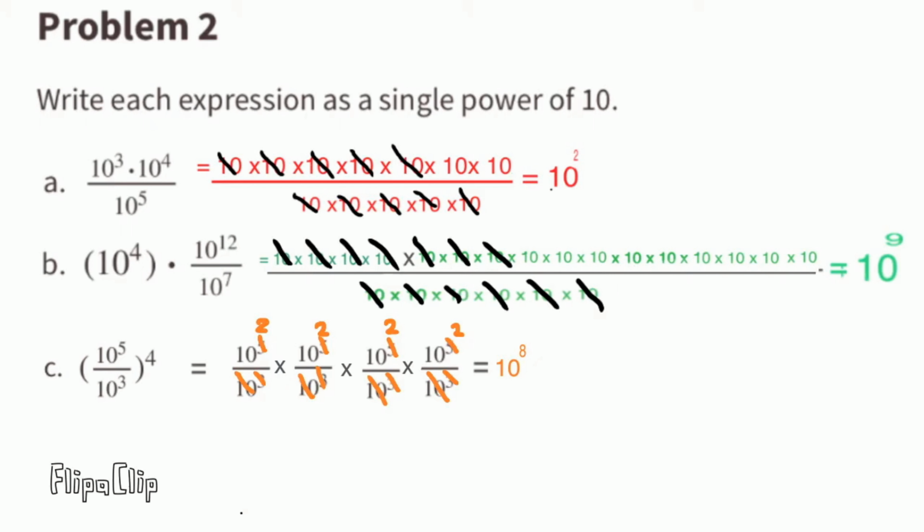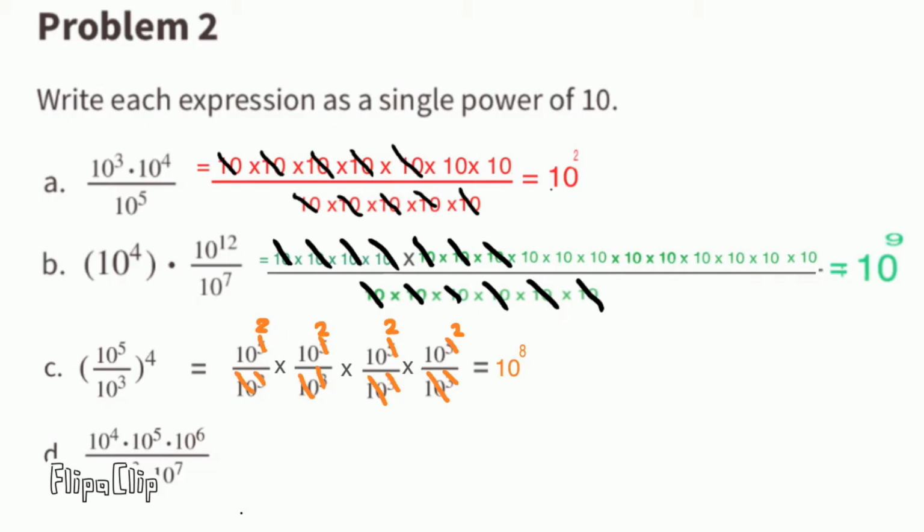So now it reads 10 to the power of 2 times 10 to the power of 2 times 10 to the power of 2 times 10 to the power of 2. That means that we're multiplying 10 times itself 8 different times. So the expression can be written as 10 to the power of 8.